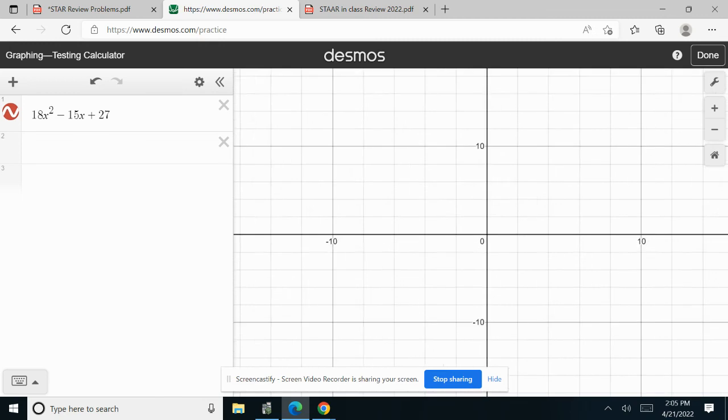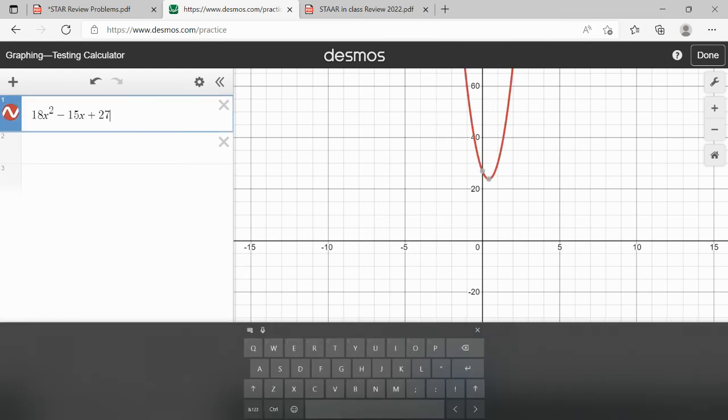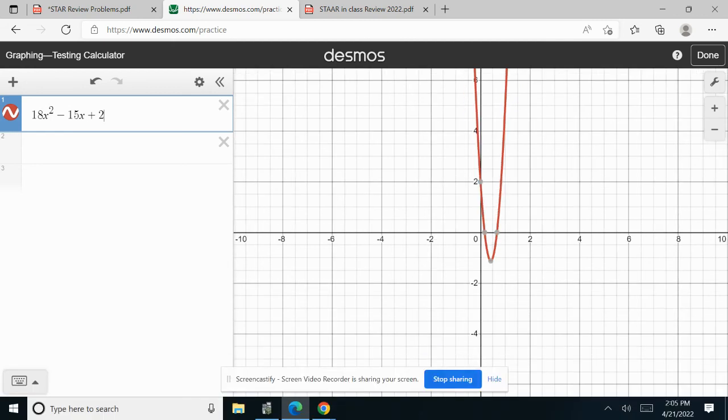Zoom out. Did I write something wrong? Plus 27, 18x minus 1. 18x squared minus 15x plus 2. Okay, there it goes. I was like, why is it not looking like what I know it's supposed to?